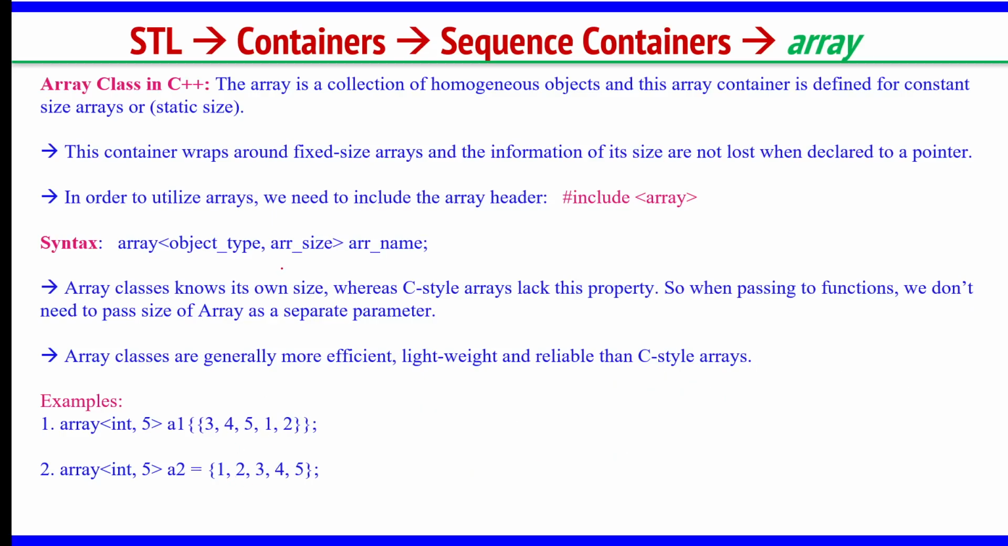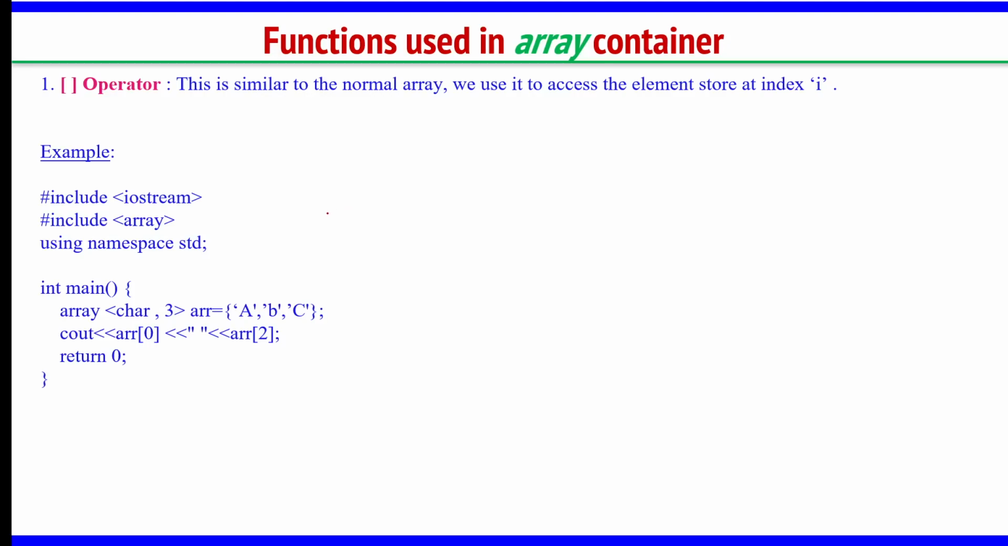So, the array class is one of the containers in C++. We have to include the header file array. The syntax is the keyword array, the data type of the array elements, the number of elements you want, and a variable name. Like this you can declare an array using STL. Let us see some operations on this array container.